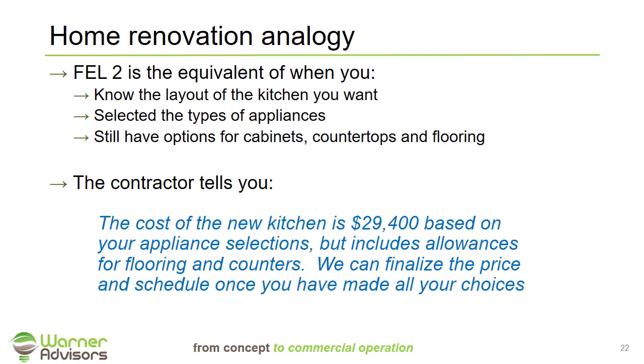So based on that information, the contractor is able to revise their information to give you a little more accurate cost estimate. They're going to tell you in this case, they believe the cost is going to be about $29,400 based on your appliance selection and based on allowances they've made for flooring and countertops. However, until you actually select the flooring and countertop, they can't give you a real firm estimate. This is a good analogy of where FEL2 fits based to a home renovation.